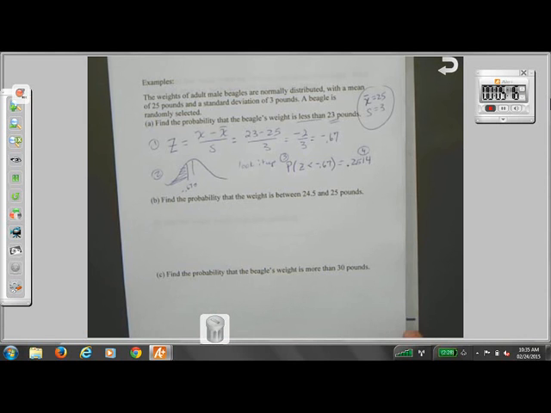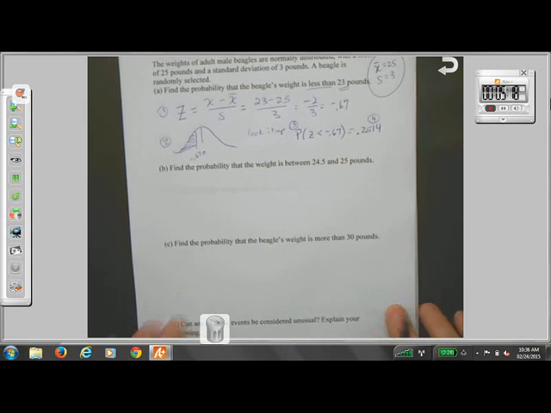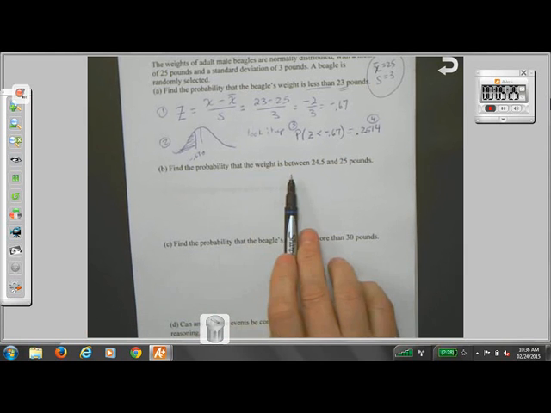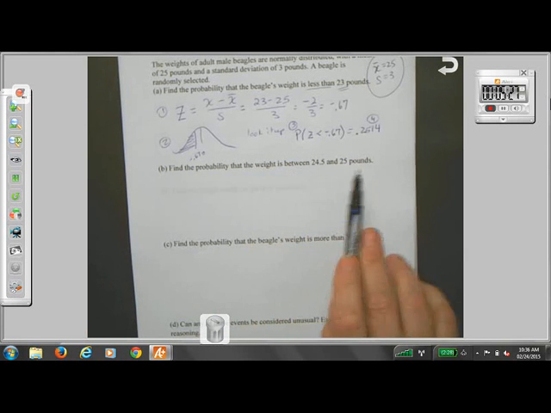Okay, letter B here, same situation with the dogs. We're going to find the probability that the weight is between 24.5 pounds and 25 pounds.